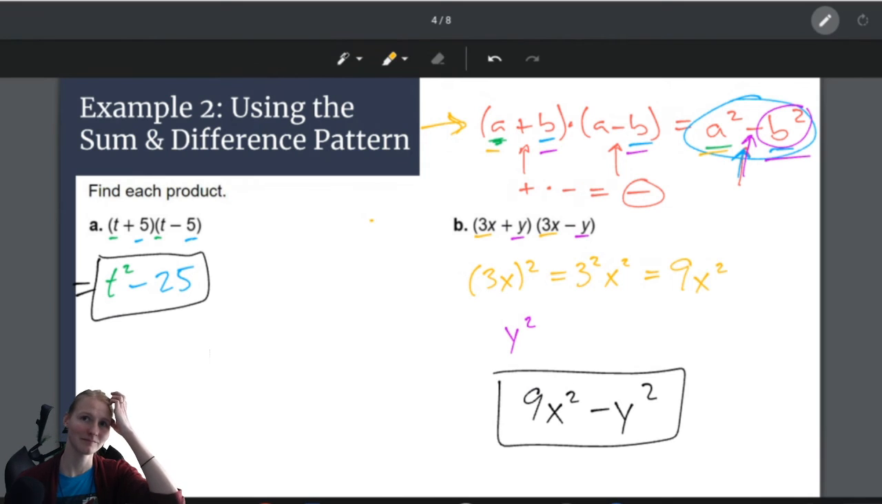Ta-da! And if you don't want to show all of your work, all of your steps, and you can do that in your head, awesome. I don't care if you do it in your head, as long as you are sure that you're doing it right. Those are the examples that I have for you today. The pattern today I think was a little bit easier than yesterday, because all it is: square the first one, minus, square the second one, and that's it.